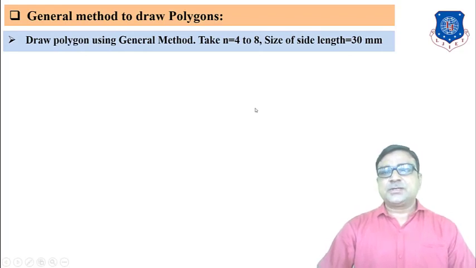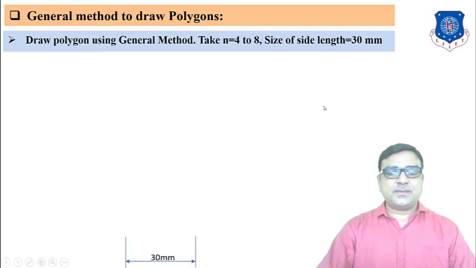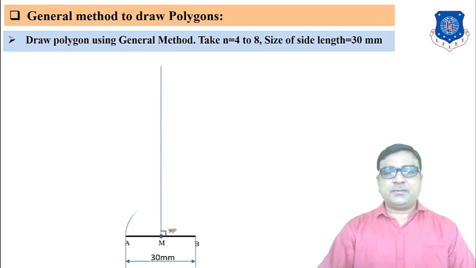To draw the polygon using the general method, here also take the value of n equal to 4, 5, 6, 7, 8, etc. Size of the side 30 mm. So in the general method, first of all, you have to draw one line of 30 mm long and find out the midpoint of AB. Then draw one line perpendicular from M. And with M as center and MA radius, draw one semicircle. The intersection of this vertical line and the semicircle is 4.